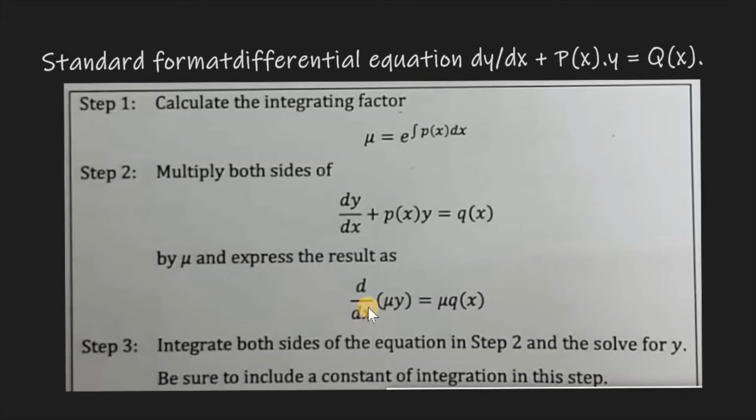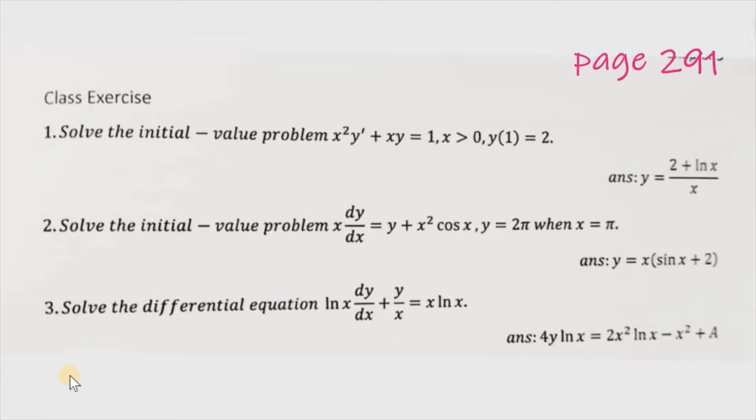And then after that we bring the dx to the other side, multiply by dx, and hence we can integrate both sides and get the mu y, and solve further for y. So we are to follow these steps. These are a few class questions, the class exercises given in our workbook. Let's compare work, but before we compare work, it's good that you try them first.